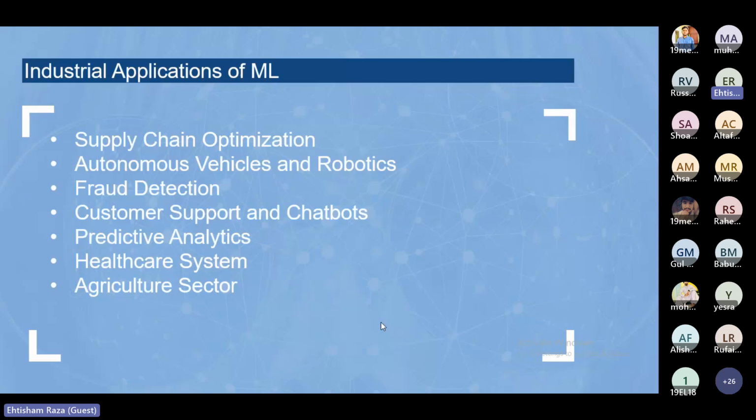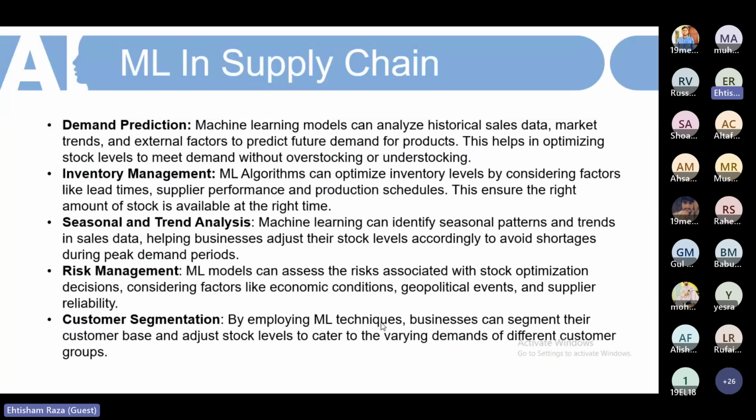So these are the main things where AI and machine learning are utilized massively. So let's go and see machine learning and supply chain. Supply chain is the backbone of any project. If you are a retailer, an SME, or any business, if you optimize your supply chain, obviously you can achieve better sales.